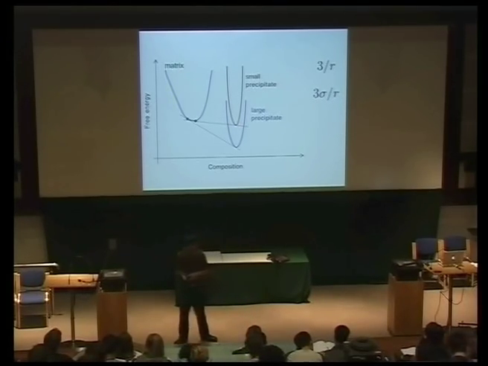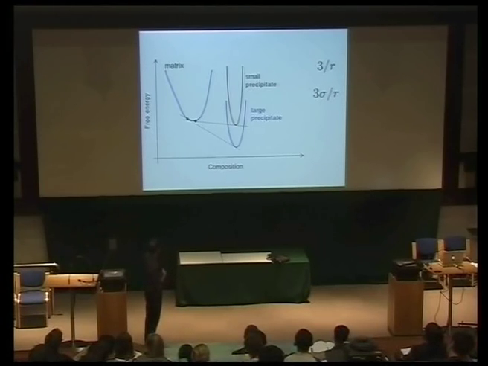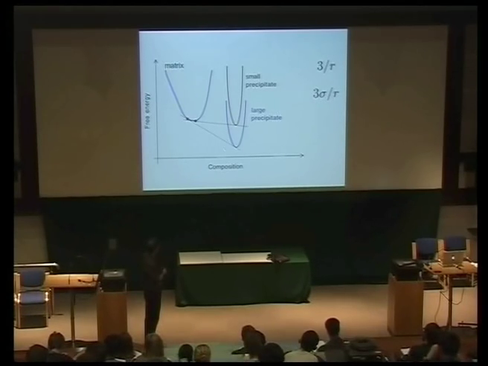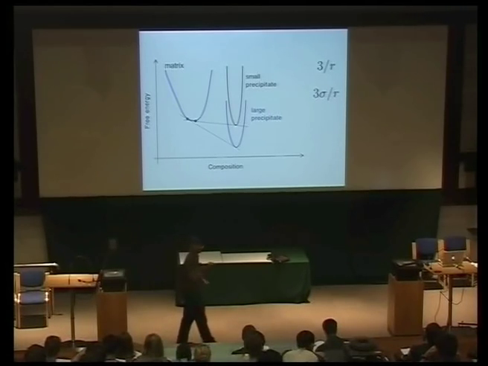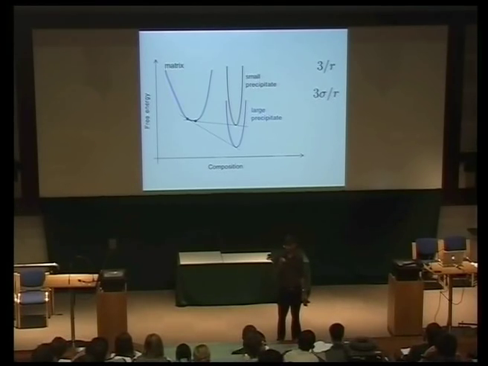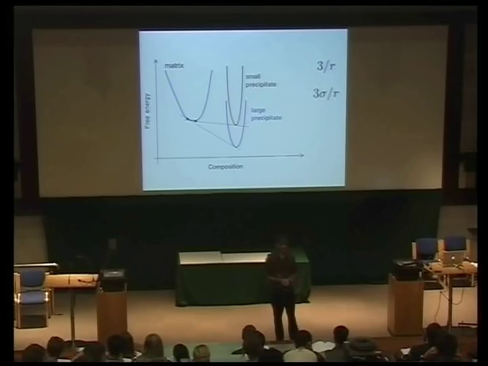And the mechanism by which it drives it is as follows. Here is a plot of free energy versus chemical composition. This is my matrix, and this is a precipitate, a large precipitate. If I draw a common tangent, then this is the equilibrium composition in the matrix, which is in contact with the large precipitate. Now, if I have a smaller precipitate, then its free energy is going to be greater because the total amount of surface per unit volume is larger. When you have a small particle, the contribution of the surface is greater. That's why we have an activation energy when you have to nucleate a particle.